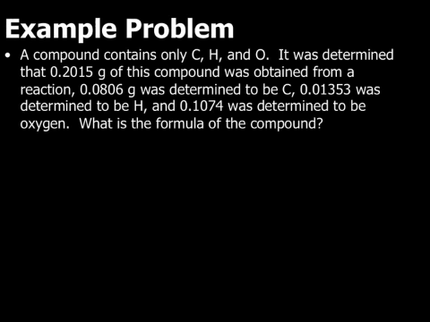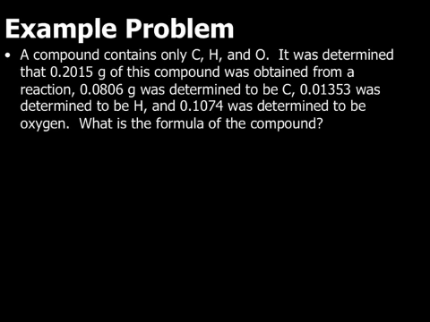So just like always, the easiest way to learn how to do one of these is just to watch some examples. So our first example says, we know this compound only has carbon, hydrogen, and oxygen. It was determined that 0.205 grams of this compound was obtained from a reaction.